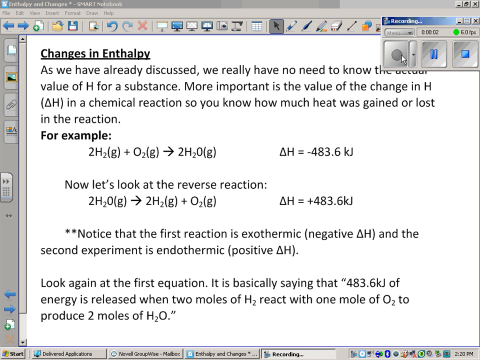All right, one class didn't get to do this changes in enthalpy stuff, so I will do that real fast. You can either fast forward to where I flip to the next slide or just listen again.